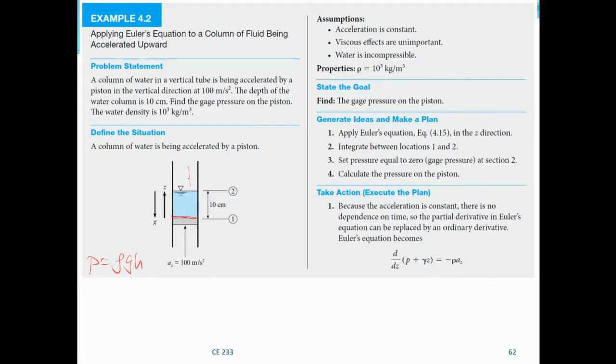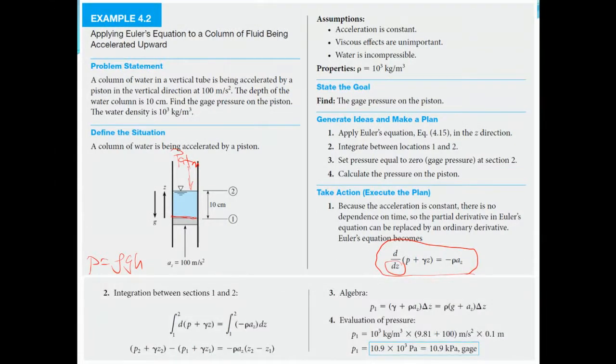The pressure here is atmospheric. Hence, it is 0 gauge, because it's atmospheric. Remember, the atmospheric pressure is the reference pressure for the gauge pressure. Since there is no dependence on time, because the acceleration is constant, the partial derivative in Euler's equation can be replaced by an ordinary derivative. We use this because we just have one direction, z.